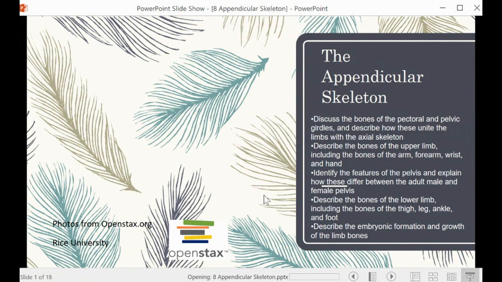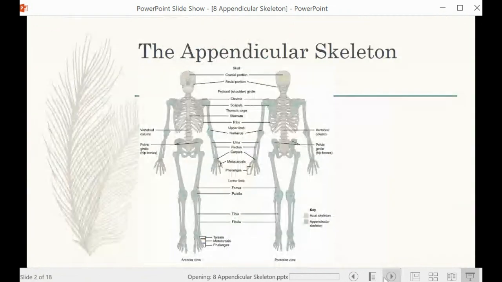We're going to describe the bones of the lower limbs, including the bones of the thigh, the leg, the ankle, and the foot. We're going to describe the embryonic formation and the growth of the limbs.